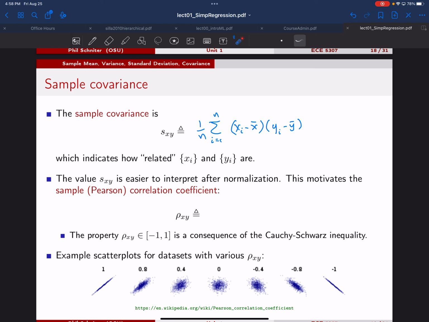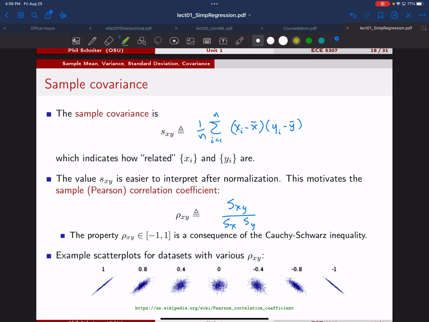The thing about this that's a little bit hard to interpret is that this grows with the size of x and the size of y. So if I double x, this doubles. If I double y, that doubles. So if I really just want to know in a relative sense how correlated these things are, then we can normalize this, and the common form is to use sxy divided by sx times sy. By doing this, if you make x bigger, it doubles the numerator and denominator, and it doesn't change the overall normalized or sample correlation coefficient.